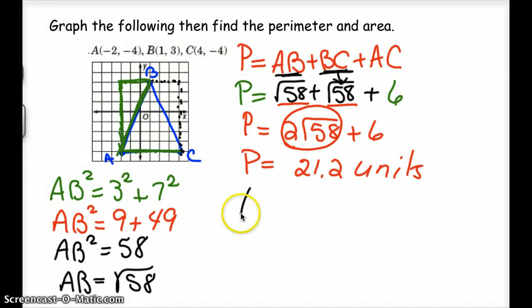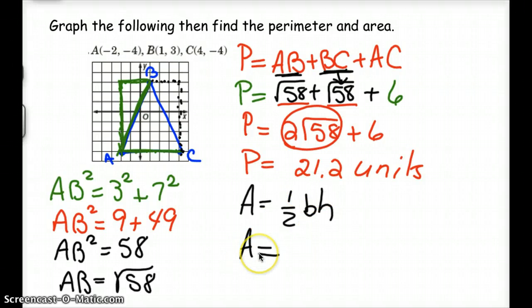Next thing I need to do is find the area. 1/2 base times height. I'm running out of time. I'm going to count my base. 1, 2, 3, 4, 5, 6, 7. I think that was 7. Or 6. 1, 2, 3, 4, 5, 6. 6. This is 6.